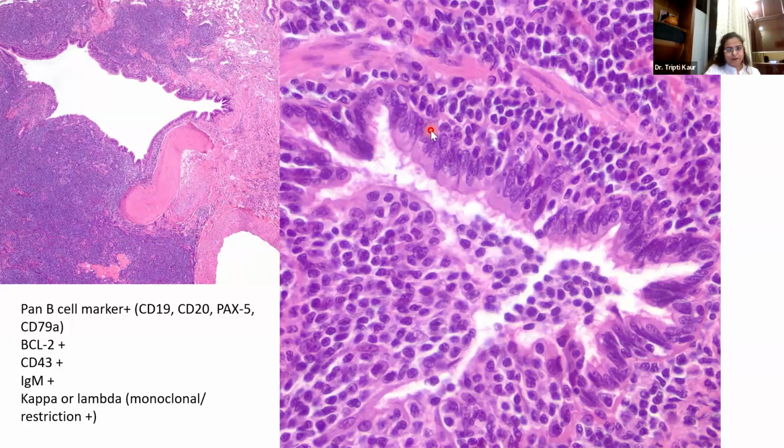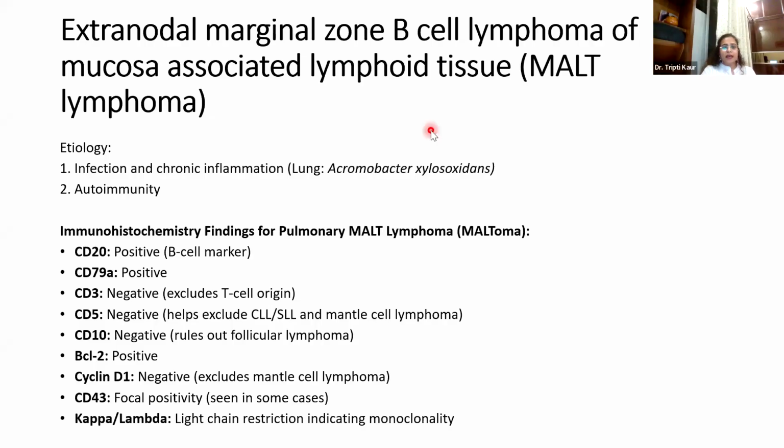So it's basically because of chronic inflammation or infection, long term, or autoimmunity. And these are the various IHC markers which you have to put in the panel.